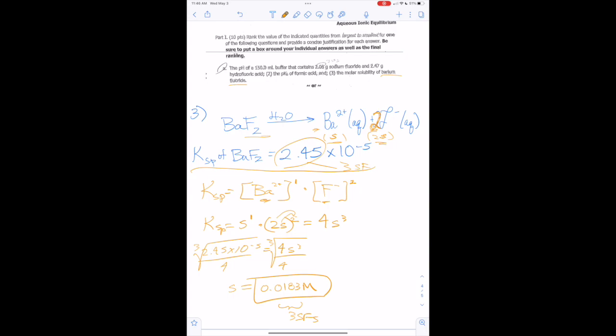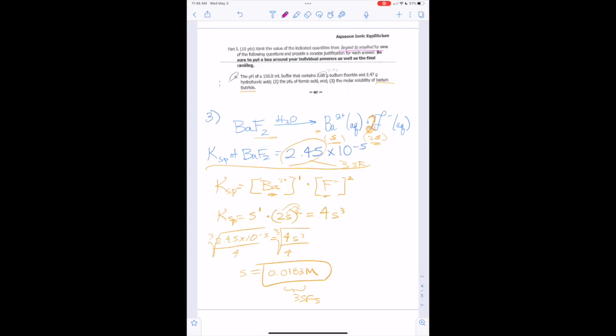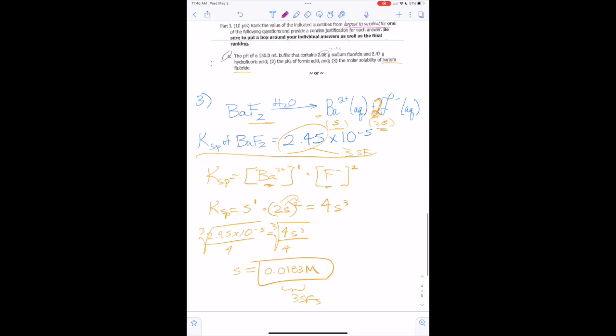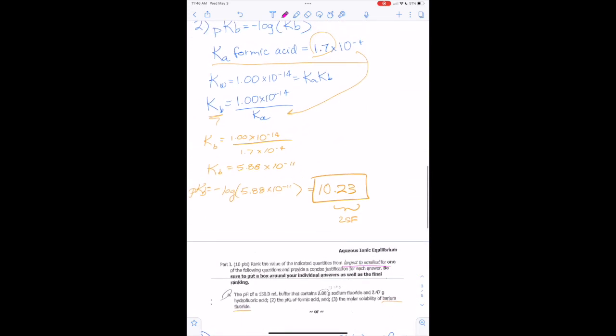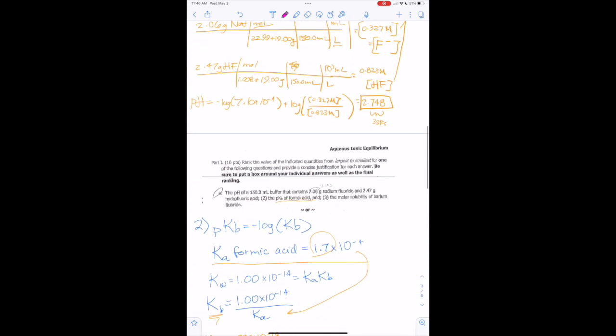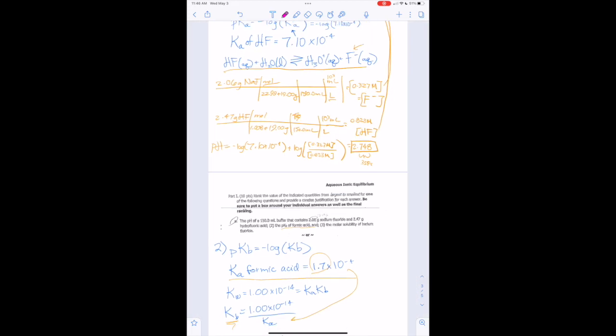So now it's asking us, to finish off the problem, it's asking us to rank from largest to smallest. So let's take a look at what our values are. We've got 0.0183, 10.23, and 2.748. So it looks like our ranking is going to be 2 is greater than 1 is greater than 3.